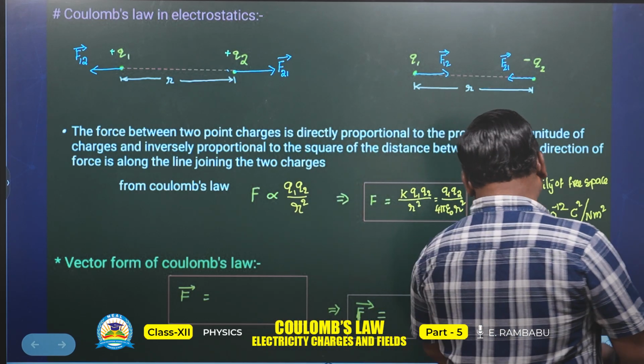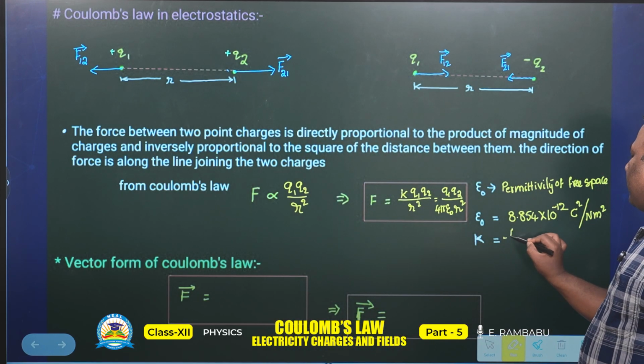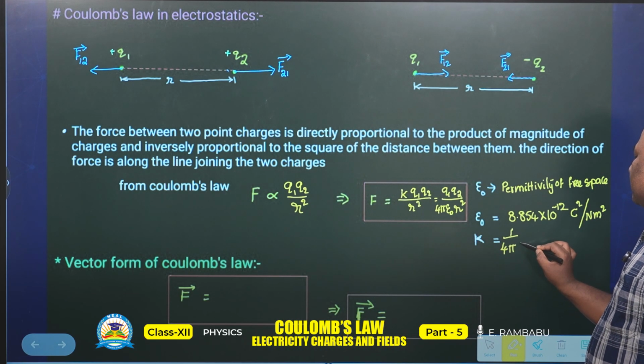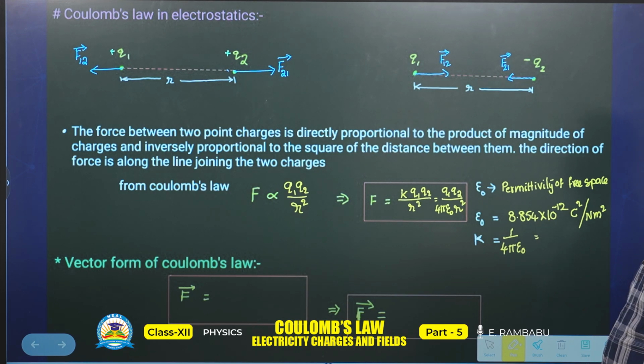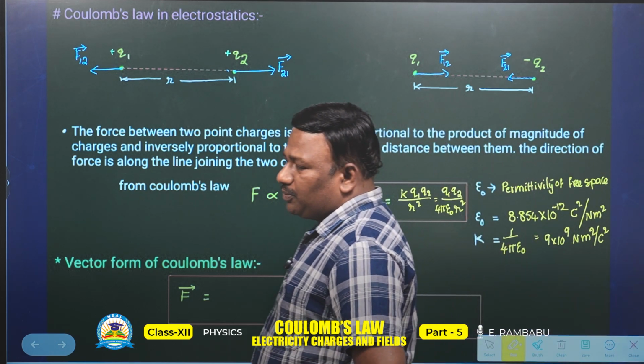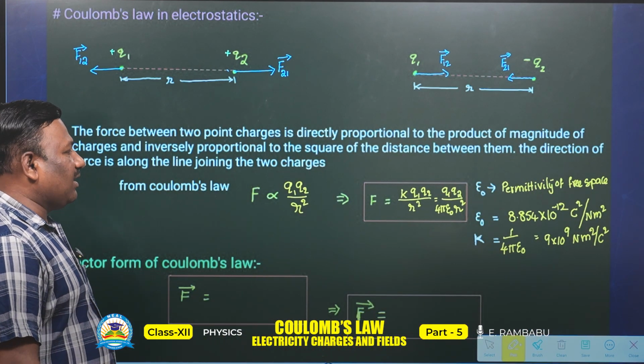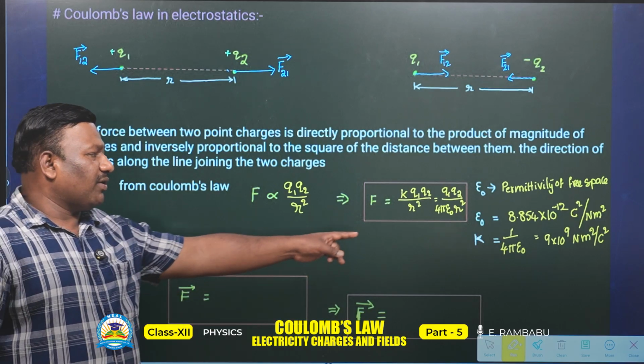And next, the K value. K value is nothing but 1 by 4 pi epsilon naught. If all values, the pi value and the epsilon naught value, are substituted, we get 9 into 10 to the power 9. Here 4 pi does not have any units, epsilon naught has units, but it is reversed because it is in the denominator. So the K value is 9 into 10 to the power 9 Newton meter square per Coulomb square. Like that we take the values of epsilon naught and K.